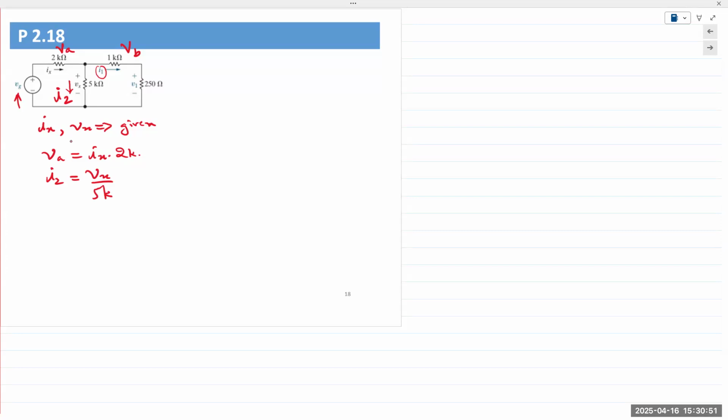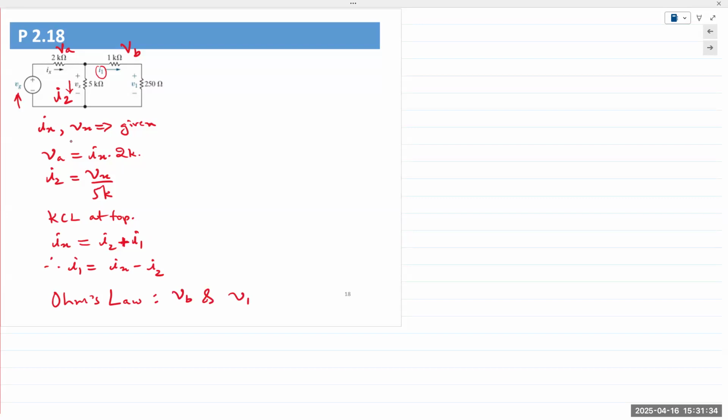And once I have that, I can apply KCL at the top. KCL at the top gives me Ix is equal to I2 plus I1. Since I already have Ix, since I already have I2, I can find I1. I1 is Ix minus I2. Once I have I1, I can find the voltages across the two resistors on the far right, and I can find VB and V1.